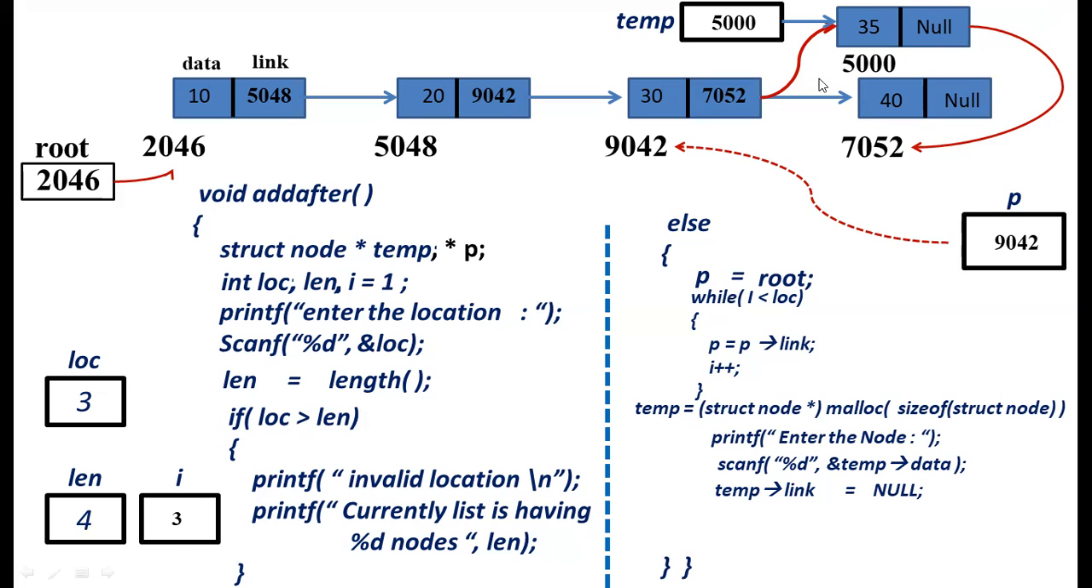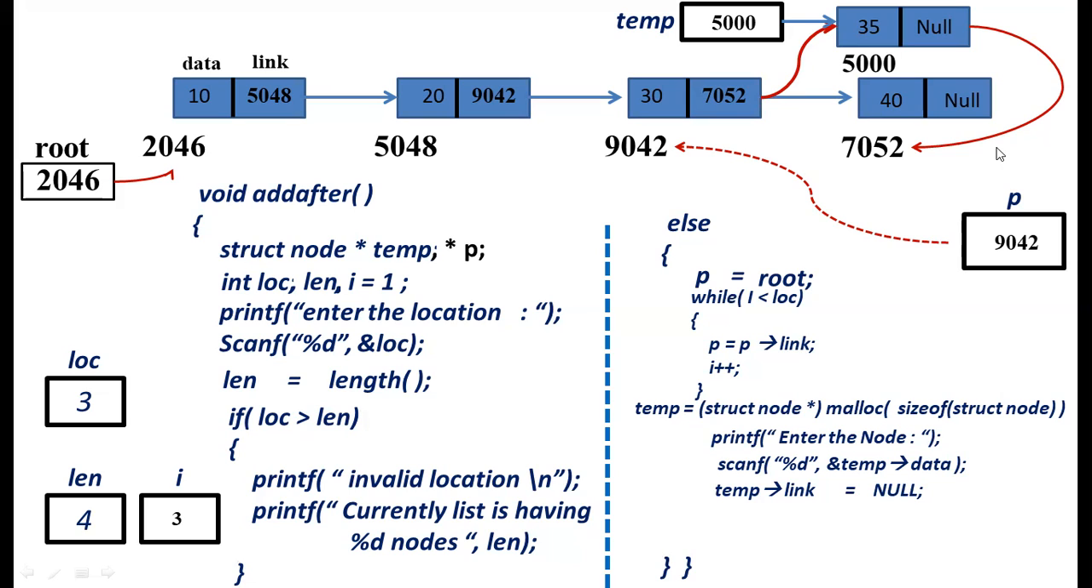So now again my question is which connection first, whether the right side connection we have to give first or the left side connection we have to give first. If we are giving the left side connection first, then 7052, here if we are going to give the left side connection, then this will be pointing here. So we will lose this connectivity because this node also got created dynamically at a random address. So we will be losing the connectivity.